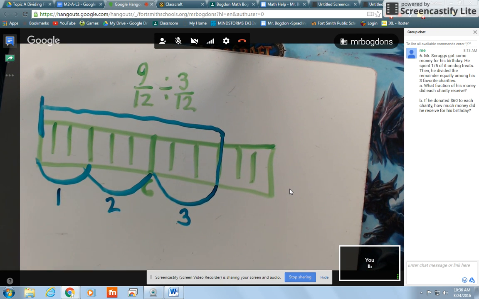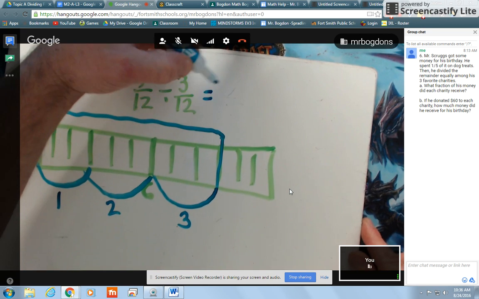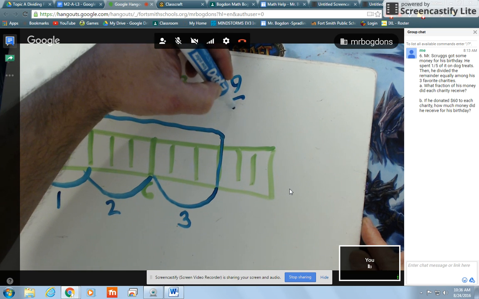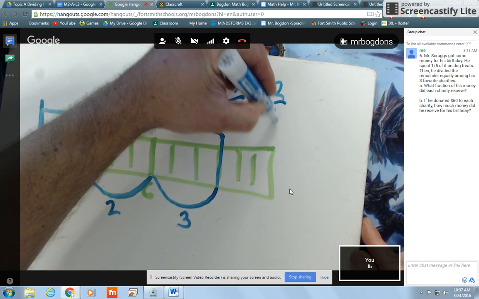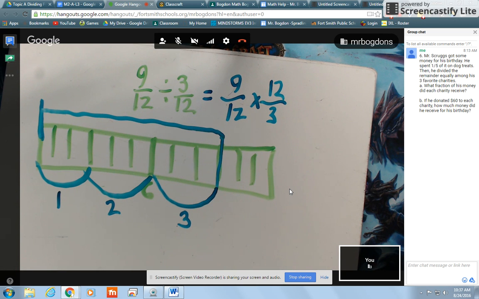So remember, whenever we watched Math Antics, we said that, wait a minute, we don't have to ever really divide fractions, do we? We can always just multiply, right? So is this expression the same? Did I keep change flip? Yes, I did.